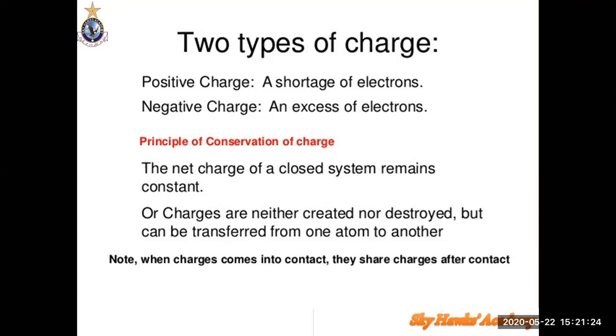Principle of conservation of charge. The net charge of a closed system remains constant. Charges are neither created nor destroyed, but can be transferred from one atom to another. Note, when charges come in contact, they share charges after contact.